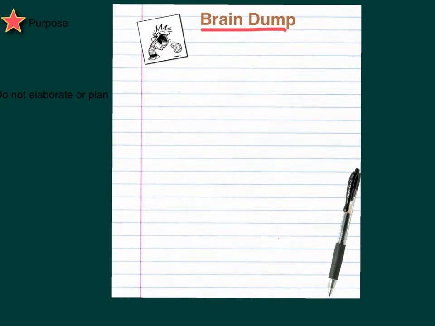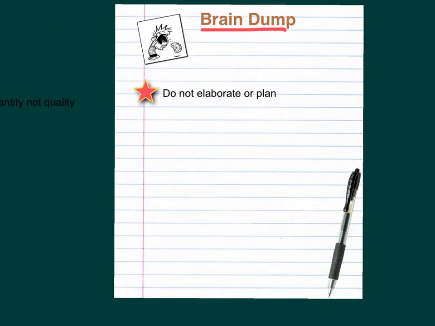So the first thing we have to do is to get a sheet of paper and a pen and start writing what is in your brain. Two very important rules: do not elaborate or plan on what you're doing, and also don't go for quality but for quantity.